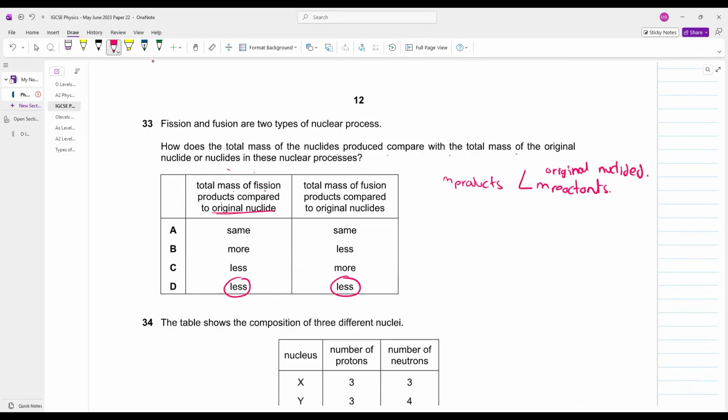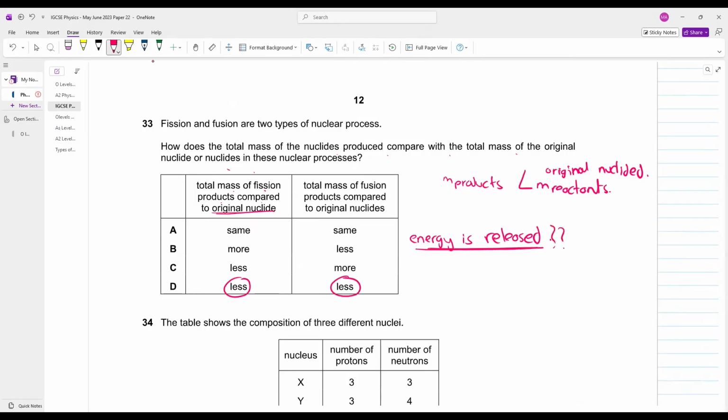दोनों टाइप्स ऑफ प्रोसेसेस में, फिजन में, फ्यूजन में, आपका जो मास ऑफ द न्यूक्लियाइड होगा that will be greater compared to the mass of the products. Why is that the case? This is the case because in both of these processes energy is released. दोनों processes में क्या हो रहा है? एनर्जी रिलीज हो रही है। दिस एनर्जी रिलीज कैसे आती है ये एनर्जी?